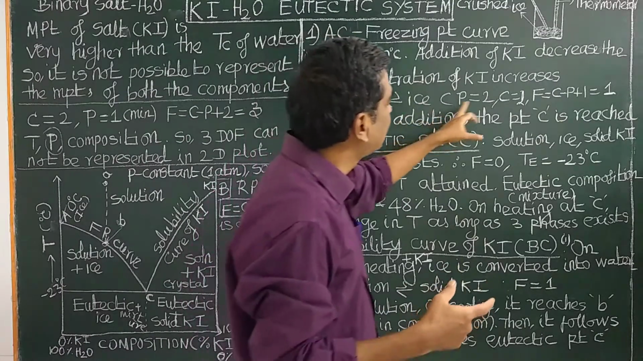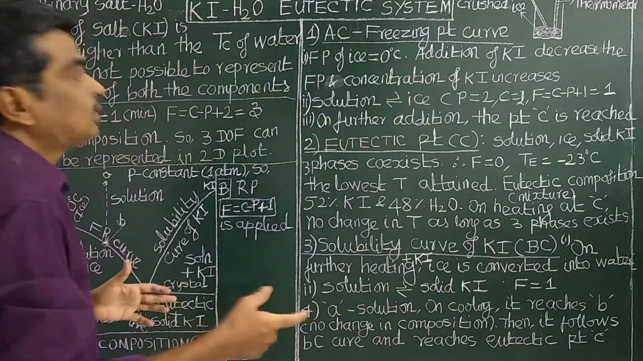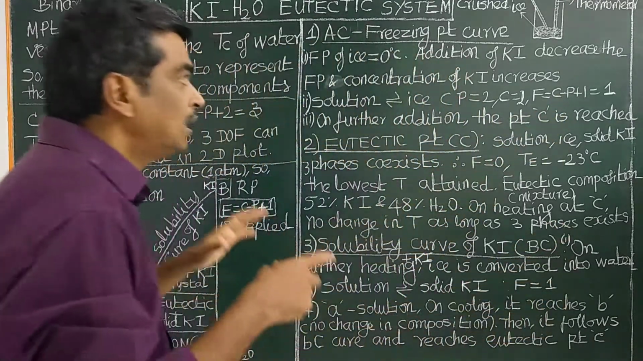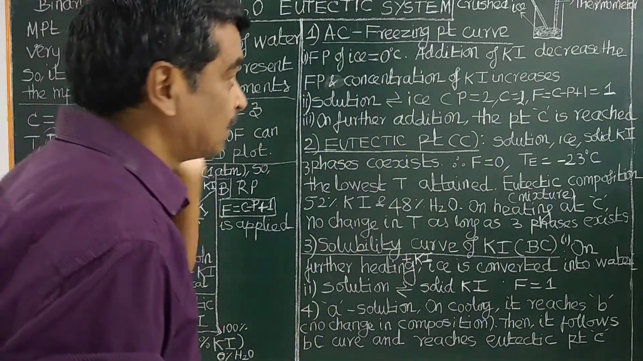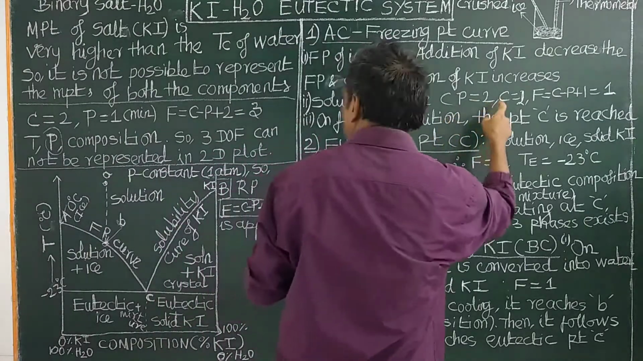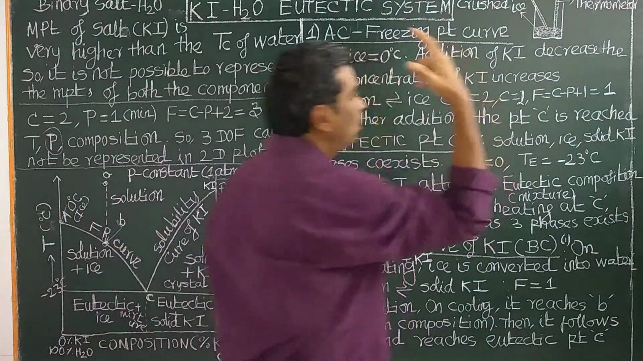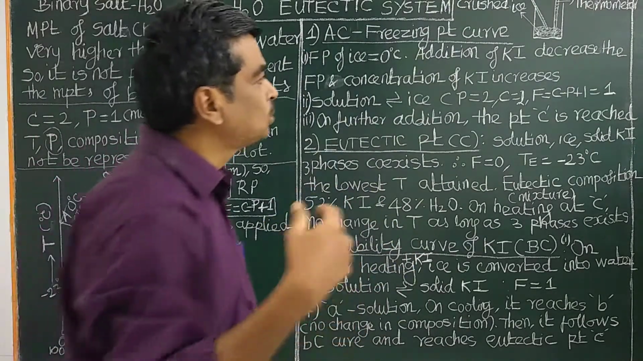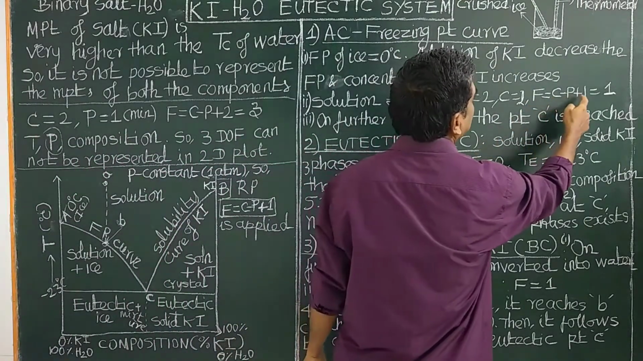Therefore, let us apply the reduced phase rule to calculate the degree of freedom. This is commonly asked in JAM and other entrance examinations. P equal to 2. There are two phases, similar to the one-component system and two-component system you have earlier studied. Please watch those videos. F equal to C minus P plus 1.